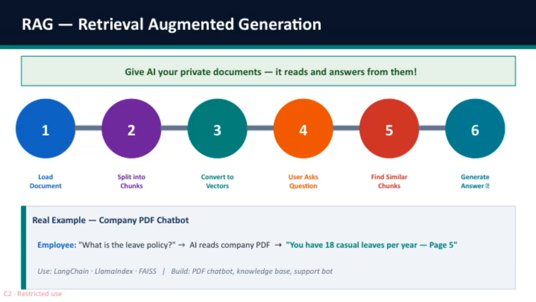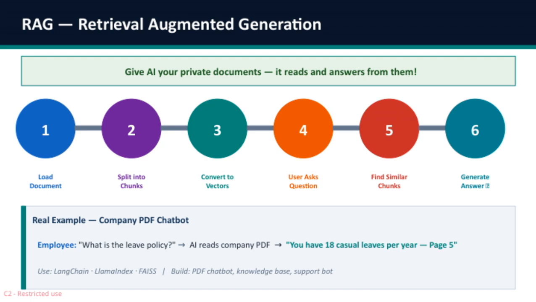Let's take a closer look at how we can build powerful AI tools using LangChain, Llama Index, and FAISS. These tools enable us to create practical solutions like PDF chatbots, knowledge bases, and support bots. Imagine an employee asking, "What is the leave policy?" In this scenario, the AI reads the company PDF and provides an instant, accurate answer. For example, it might say, "You have 18 casual leaves per year, page 5." This demonstrates how AI can quickly access and extract relevant information from large documents.